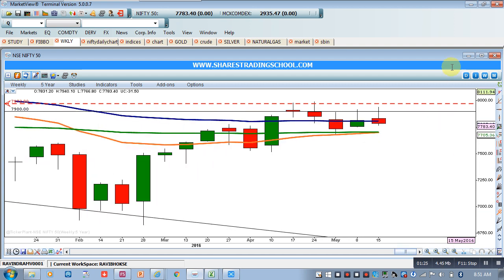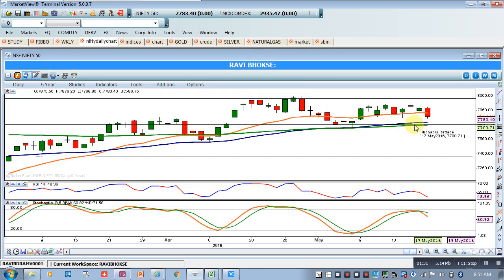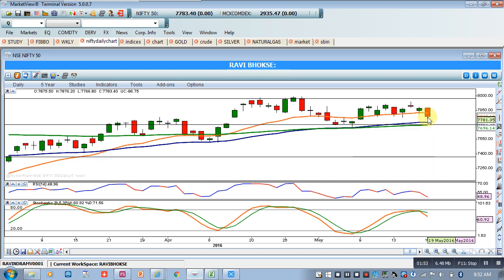Now if we analyze the daily chart with moving averages, we can see where the support is as per the daily chart also. The 50 EMA is placed around 7726, and the 100 EMA, that is the green line, is at 7696. So around the 7700 level, we will see a support as far as the daily chart is concerned.